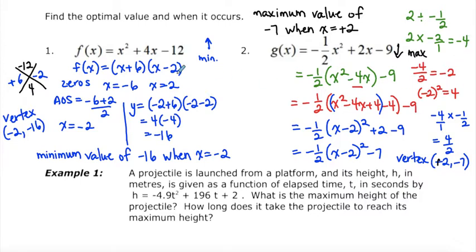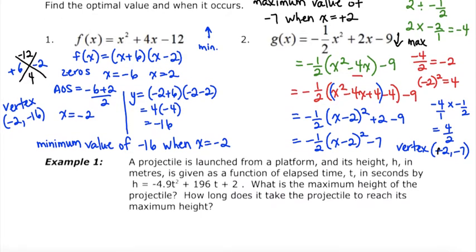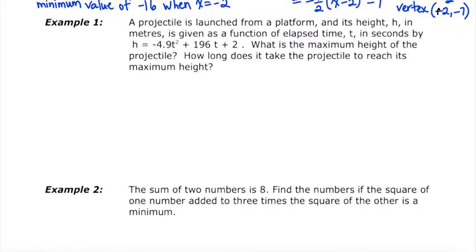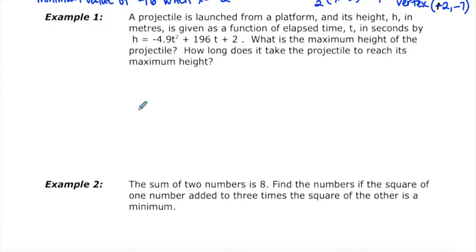Okay. So now that we just recapped what we knew from yesterday about looking for the vertex or the optimal value in two different ways, so either putting it into factored form or putting it into vertex form, now we can apply this to some applications of quadratics. So example number 1 says that a projectile is launched from a platform and its height h in meters is given as a function of elapsed time t in seconds by the equation h equals negative 4.9 t squared plus 196t plus 2. And we want to know what is the maximum height of the projectile and how long does it take the projectile to reach its maximum height.